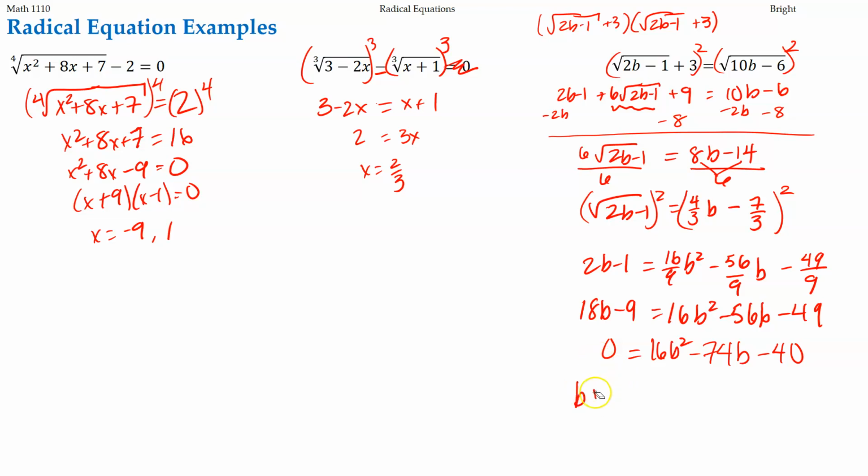So b is equal to 74 plus or minus the square root of 74 squared minus 4 times 16 times 40, all over 32, 2 times a. And then whatever that gives you, great. And then still you need to check and see if those are extraneous. And I'm not going to ask you to verify if these are extraneous. I'm just going to say you would check. Okay, these numbers are not too pretty to work with.